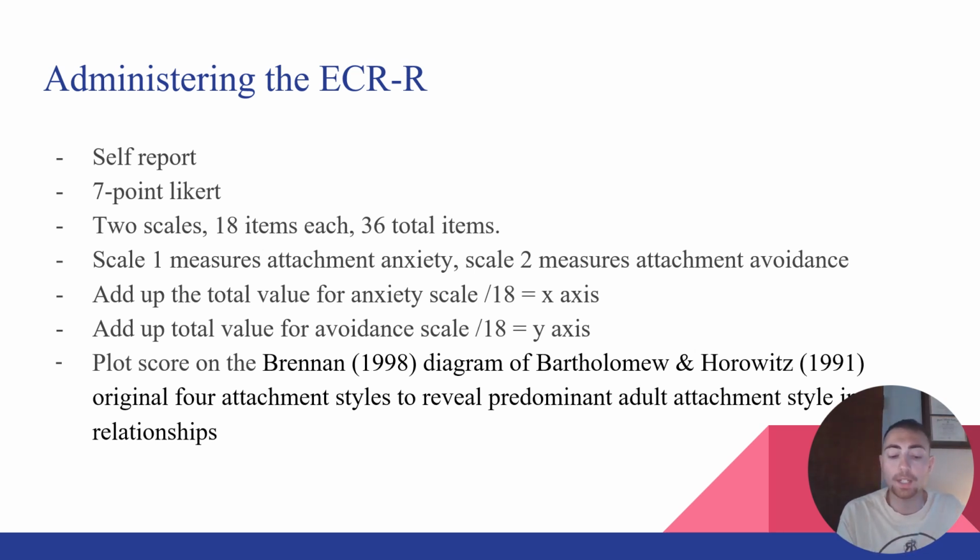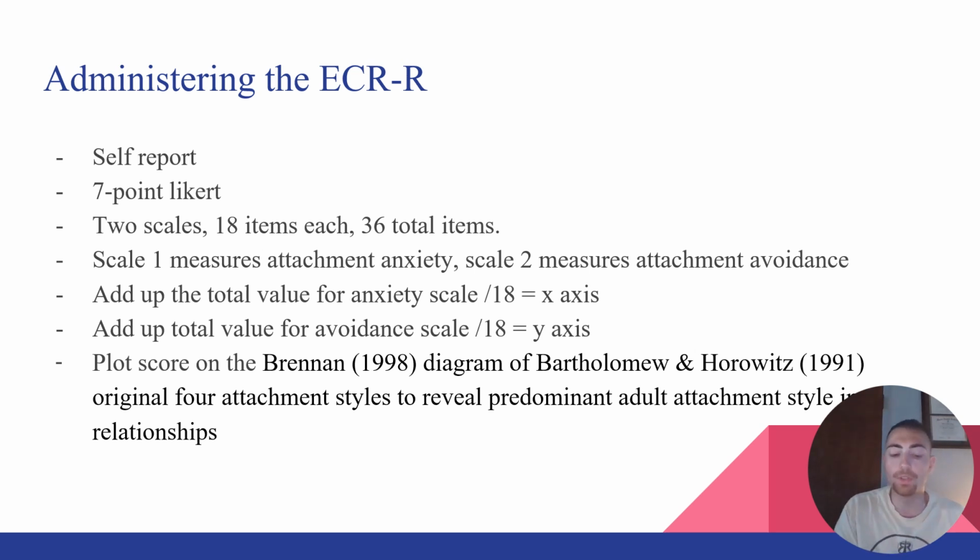Once the respondent completes the assessment, you add up the first scale and divide by 18, and do the same for the second scale. This will give you a number for each scale between 1 and 7. You take that number, and basically 1 to 3 is low for what you're measuring, 4 is neutral, and 5 or higher is high.